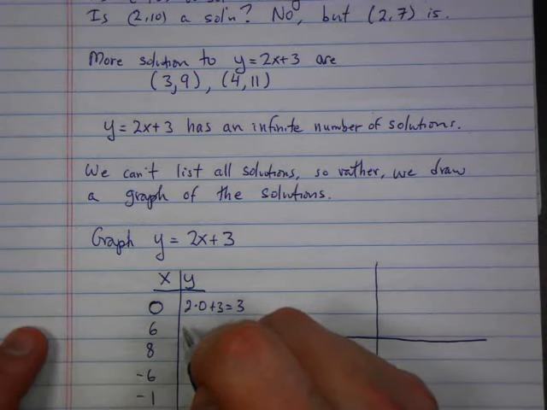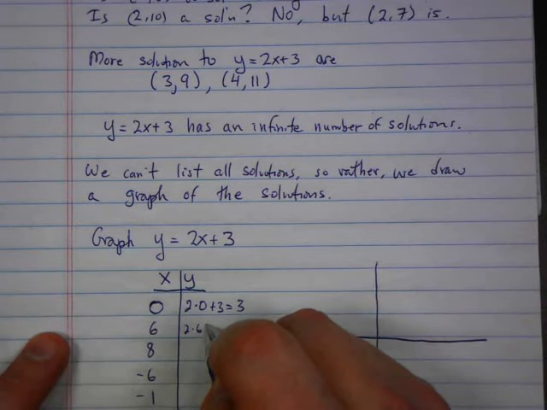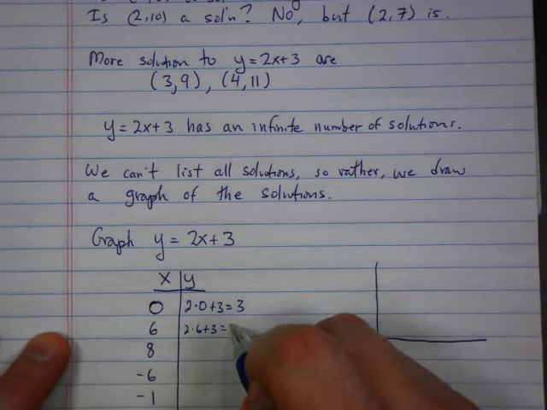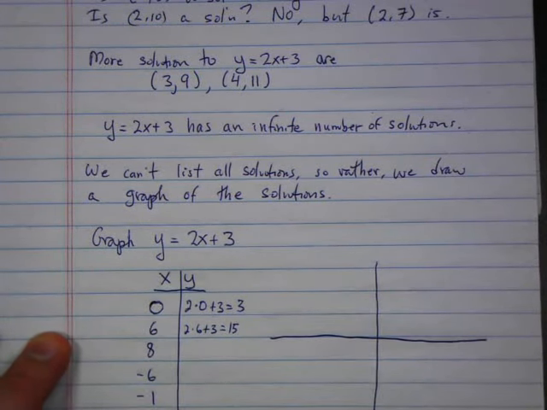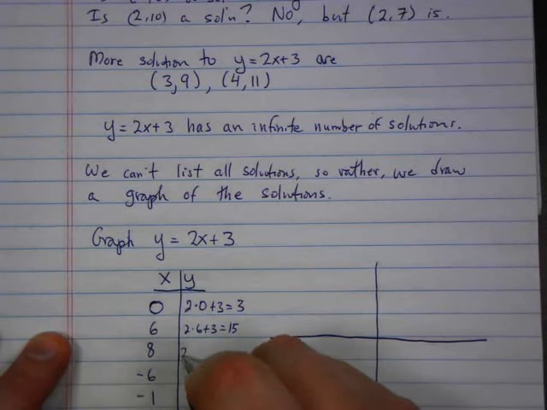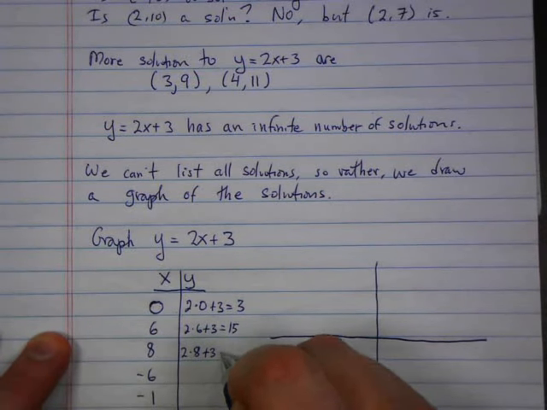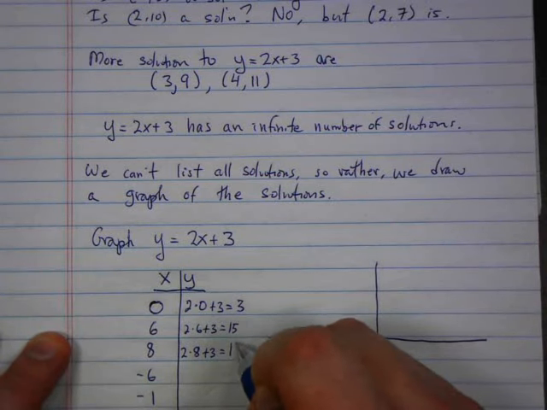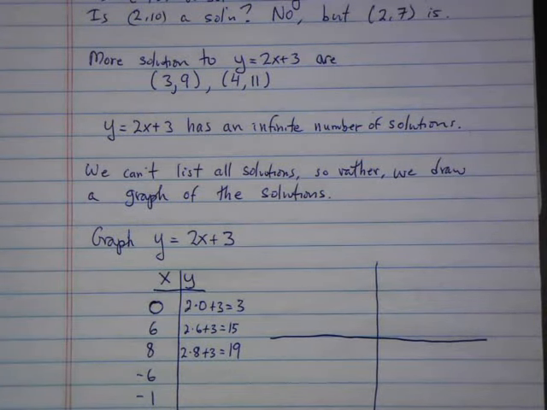We plug in 6. We've got 2 times 6 plus 3. What's 2 times 6? 12 plus 3. 15. All right, then we plug in 8. We have 2 times 8 plus 3. 2 times 8. 16 and 3. 19. Well, the other thing with plugging in bigger numbers, of course, you get bigger y answers. It's going to make your scaling a little harder when you go to draw your graph. But we'll be okay. We'll figure it out.